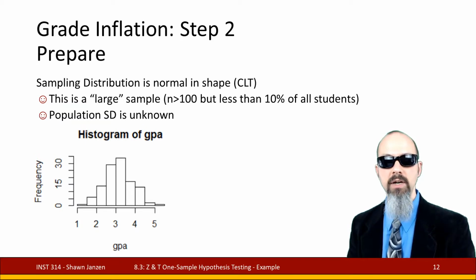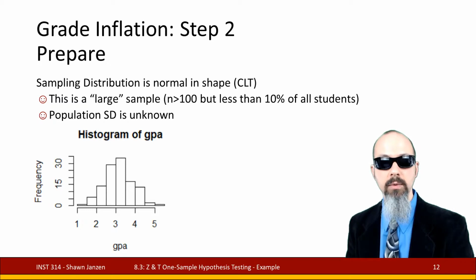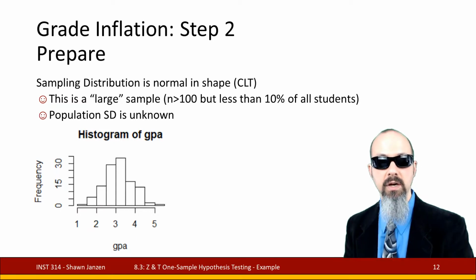Now, when we talk about our sampling distribution, we can say that it is normal in shape. This is a large sample, larger than 100, and less than 10% of all of the students at the university, even those that are in question. The population standard deviation is currently unknown.